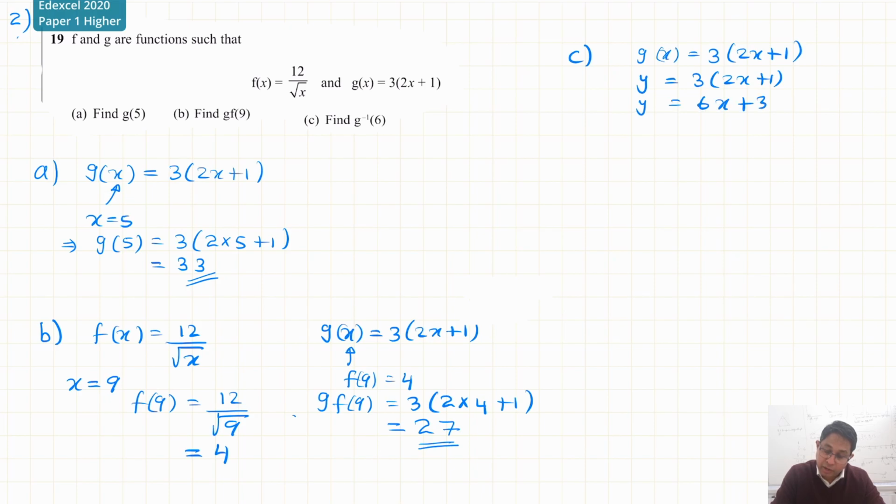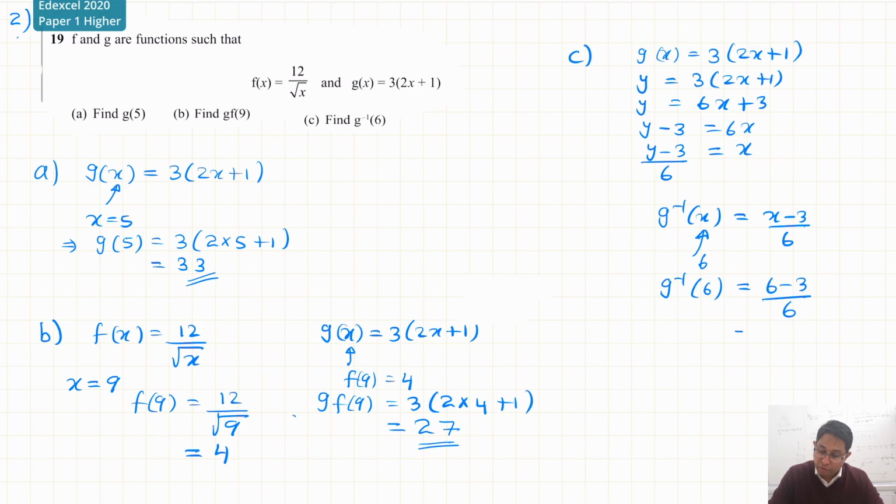6x plus 3. Then you would get y minus 3 equal to 6x. Divide both sides by 6. This gives us x equal to y minus 3 over 6. This is your inverse function, so you can write it as g inverse of x equal to x minus 3 over 6. Now you can substitute x equals 6. You can simplify this. 6 minus 3 is 3 over 6. That gives us half.